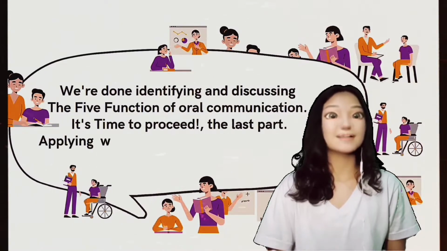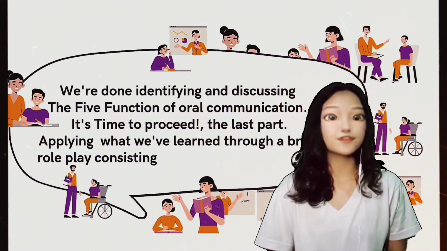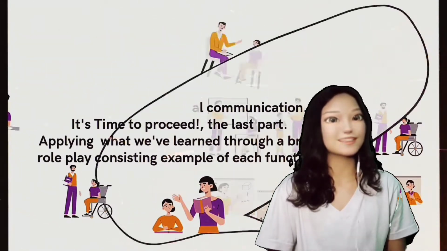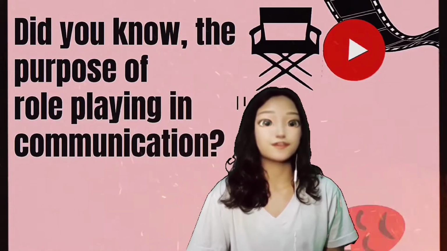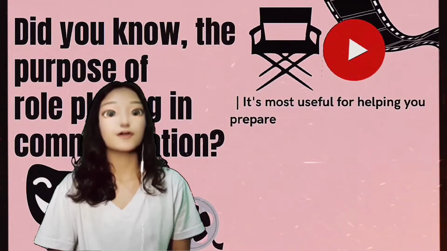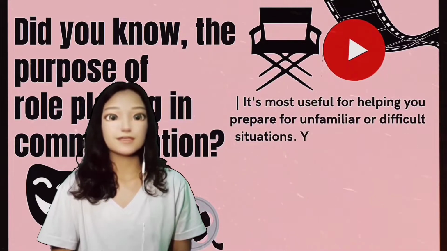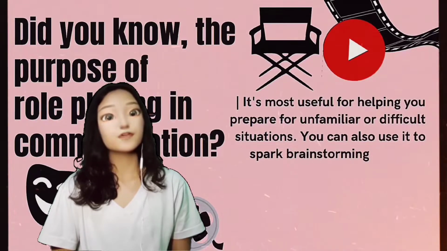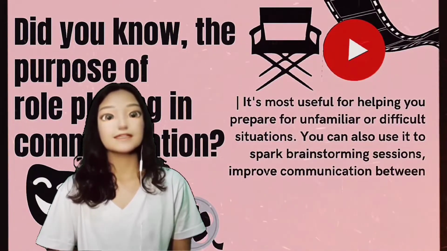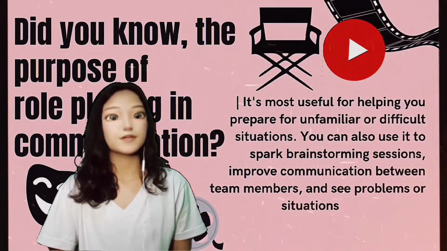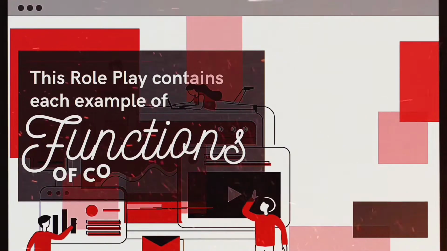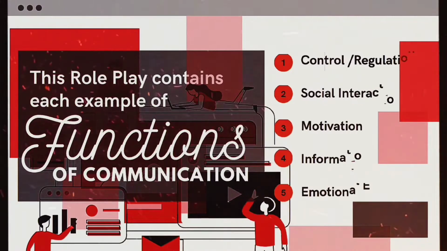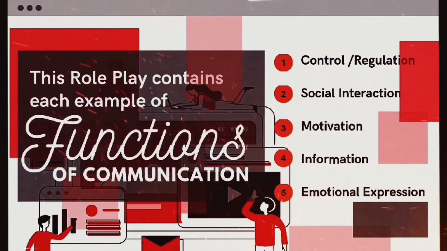It's time to proceed to the last part, applying what we've learned through a brief role play consisting of an example of each function. Application. Did you know the purpose of role-playing in communication? It's very useful for helping you prepare for unfamiliar or difficult situations. You can also use it to spark brainstorming sessions, improve communication between team members, and see a problem or situation from different perspectives. This role-play contains each example of the functions of communication, which are control, regulation, social interaction, motivation, information, and lastly, emotional expression.